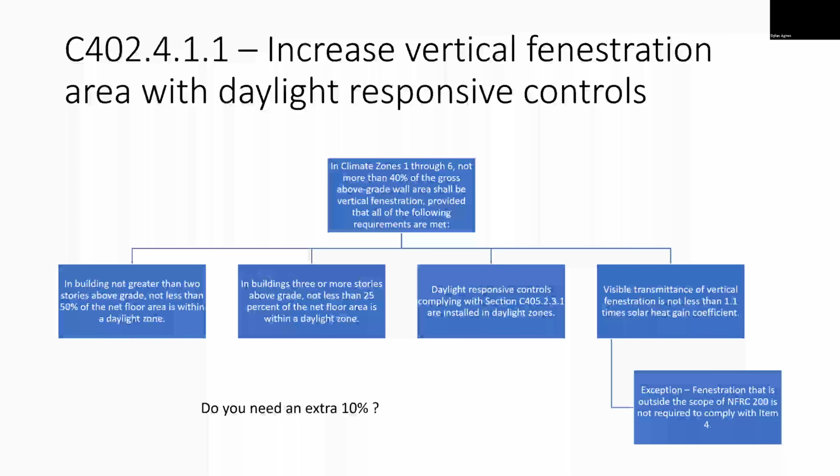So, daylight responsive controls complying with the sections we went over, and then visual transmittance of the vertical fenestration is not less than 1.1 times the solar heat gain coefficient. Exception: you can apply it if the fenestration is outside the scope of the NFRC 200, in which case it is not required to comply with item 4. I'll be honest with you, I have no idea what the NFRC 200 is. That's outside my purview.